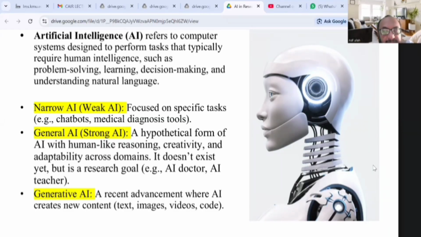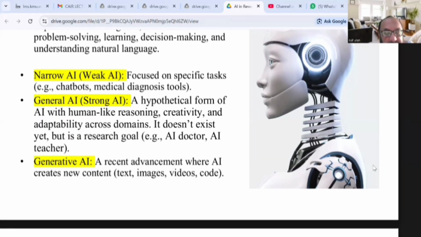While general or strong AI is a hypothetical form of AI with human-like reasoning, creativity, and adaptability across domains. It doesn't exist yet, but is a research topic. For example, AI doctor, AI teacher, and AI generals. Generative AI is a recent advancement where AI creates new content: text, images, videos, code, used mostly by South Asians these days.